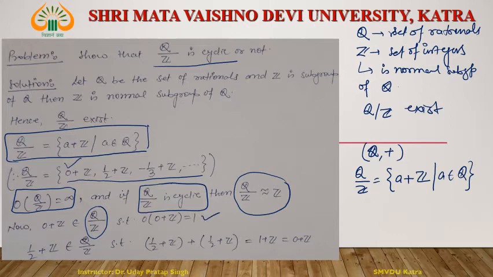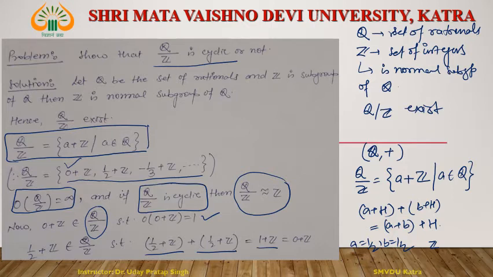Okay. What is the order of 1 by 2 plus Z? The order of 1 by 2 plus Z is 2. How? Same way: (a plus H) quotient operation (b plus H) is equal to (a plus b) plus H. What is H here? Z. What is a here? 1 by 2. What is b? 1 by 2. Now apply this operation: (1 by 2 plus Z) plus (1 by 2 plus Z) is equal to 1 by 2 plus 1 by 2, that is, 1 plus Z.